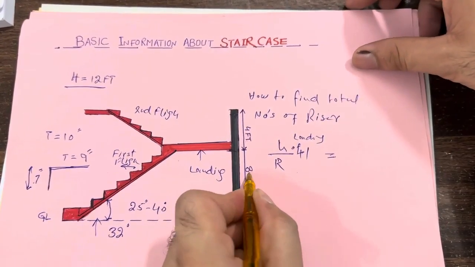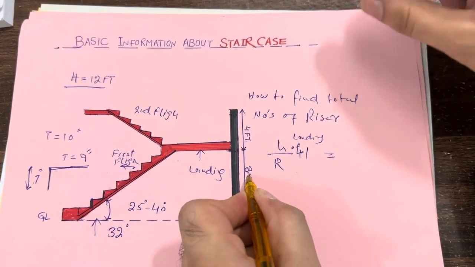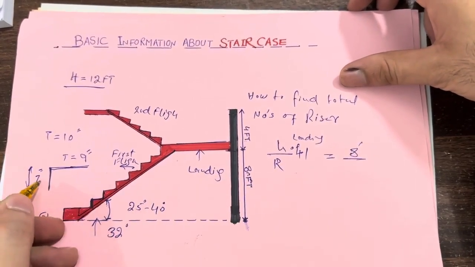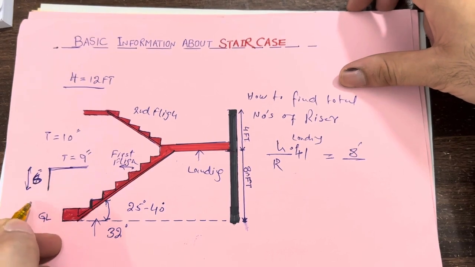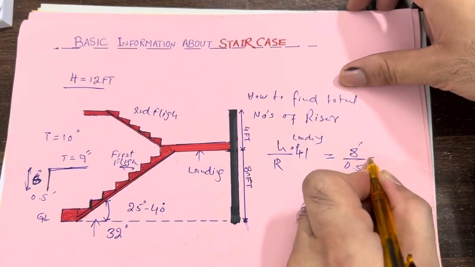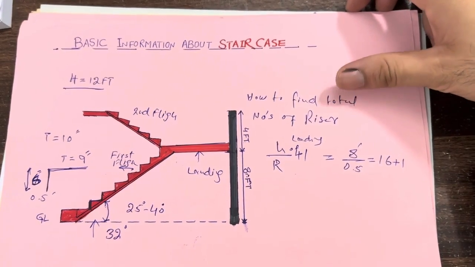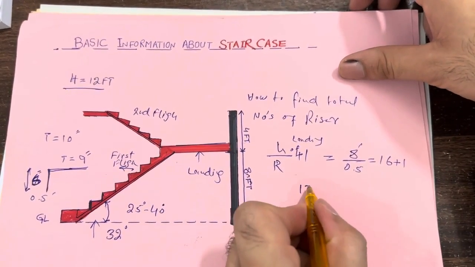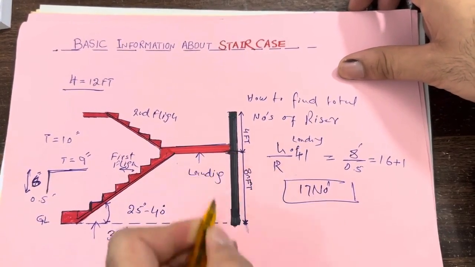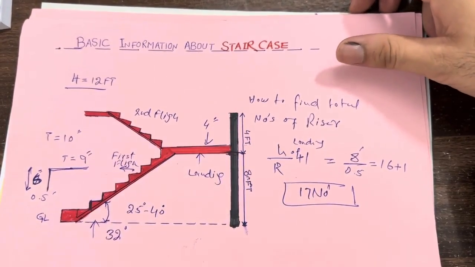The height of the landing here is 8 feet. For example, the riser height is 6 inches, which in feet is 0.5 feet. So 8 divided by 0.5 is 16, plus 1. This is for the 6 inch riser. So we require 17 risers for a height of 8 feet. The landing thickness should not be less than 4 inches. So this is the formula.